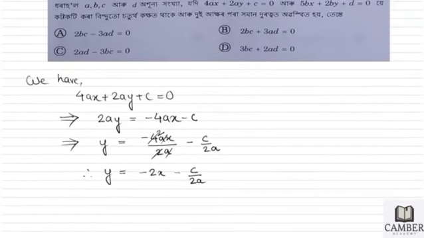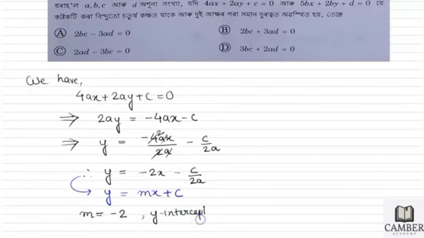Okay, now compare it with y equal to mx plus c. Comparing it with y equal to mx plus c, right? So here we can see m, the slope, is equal to minus 2, right? And the y-intercept is equal to minus c by 2a, right?